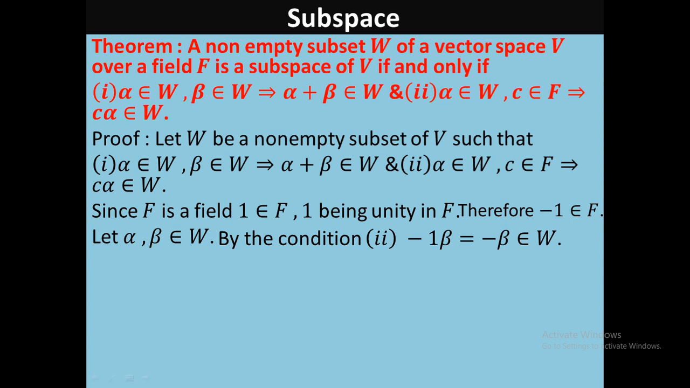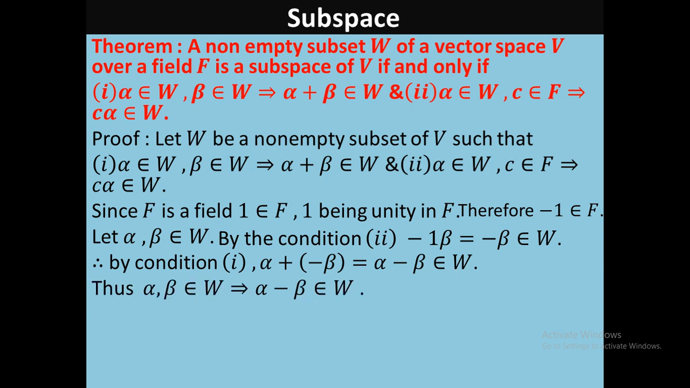Again, by the condition of alpha minus beta, we choose alpha and beta, two elements in W. Here you also see that minus beta is an element in W. So if you choose alpha and minus beta, two elements in W, then by the first condition, the addition of those two elements, alpha plus minus beta, that is alpha minus beta, is also available in W. Thus alpha, beta in W implies that alpha minus beta in W.